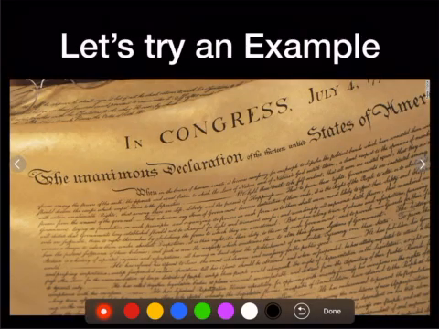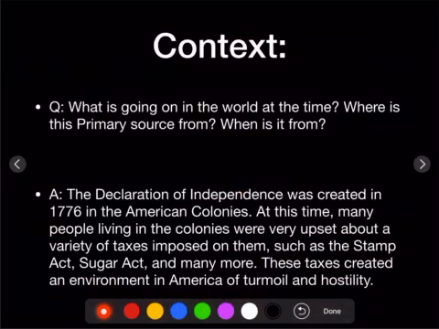Let's look at an example here, and I want to go with the Declaration of Independence. This is a primary source that everyone has familiarity with. So what's going on in the world at the time? It's important to consider that the Declaration of Independence was created in 1776 in the American colonies. Now, you guys may be saying, you could do this really fast, you're a history teacher. Well, if I didn't already know this, you have to look it up and do some research. What was going on in this area at that time?